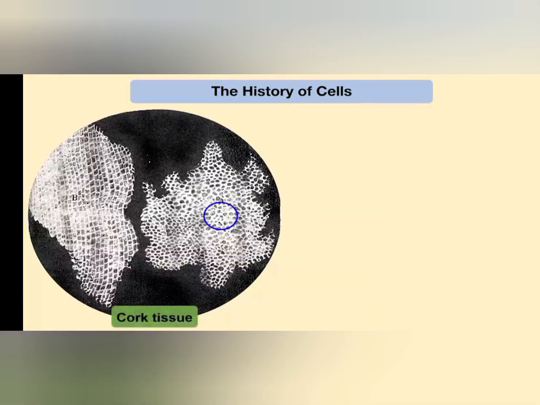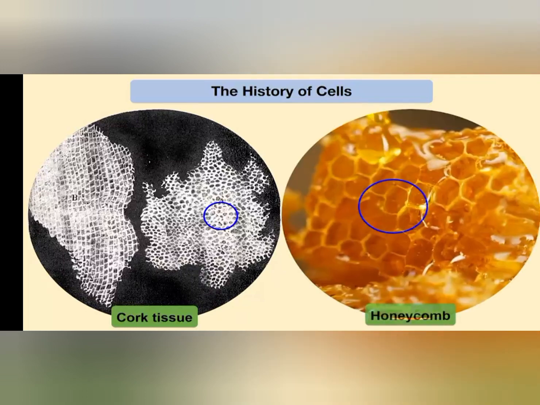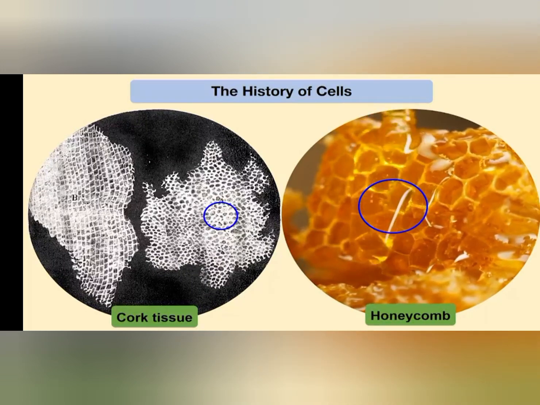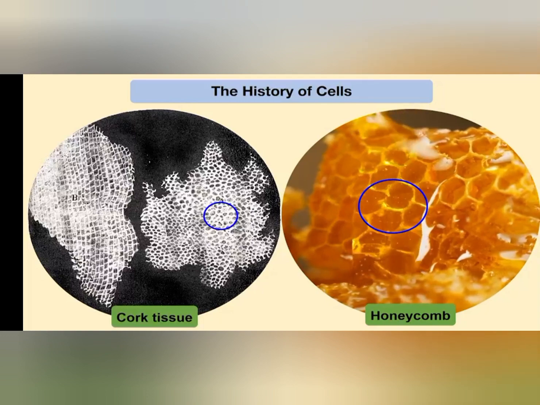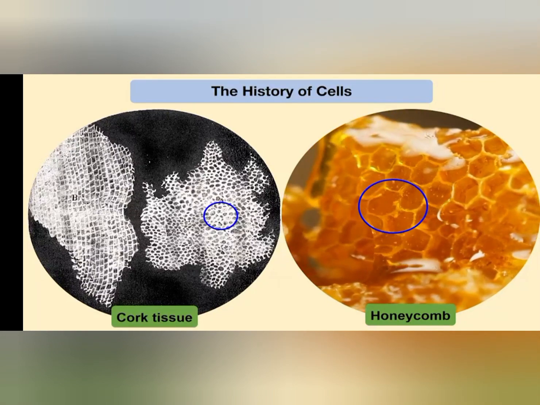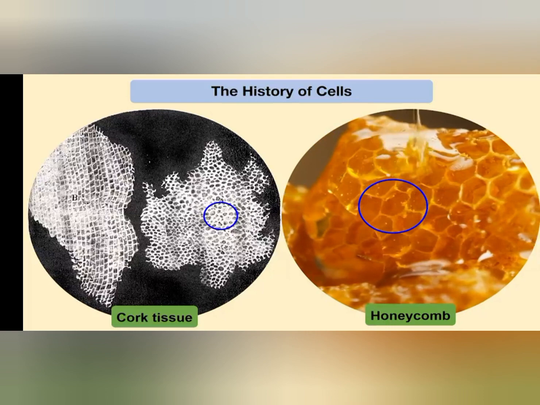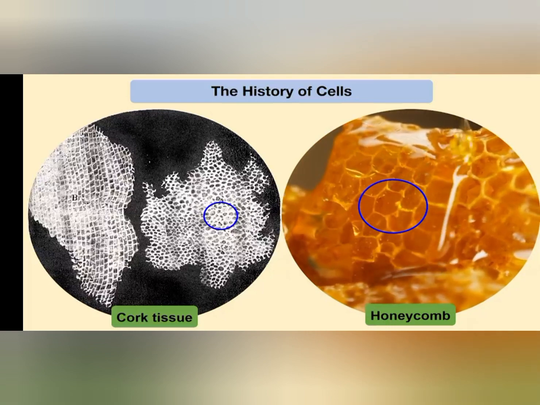Hooke noticed partitioned boxes in the cork tissue that appeared like a honeycomb. Looking at these compartments in the tissue, he coined the term cells. The term cell comes from the Latin word cellula, which means small compartments.